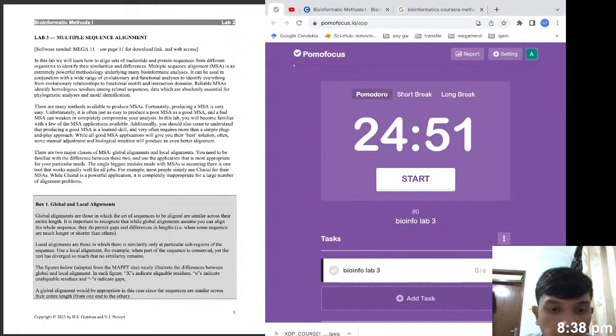2 menit lagi. Kita akan pakai Pomodoro, 5 menit.